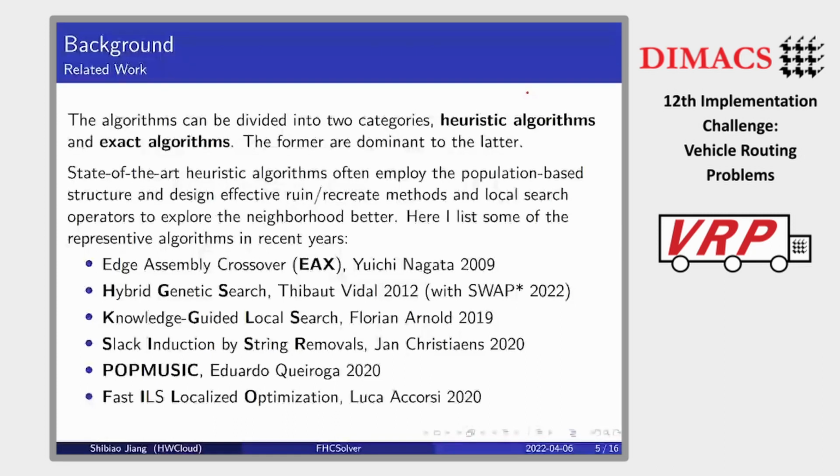First is from Nagata 2009, the Edge Assembly Crossover, EAX. And then the Hybrid Genetic Search from Vidal 2012. And Vidal updated his method in 2022 with a brand new SWAP* technique. And then KGLS, SISR, POPMUSIC, and finally the Fast Iterated Local Optimization (FILO) from Accorsi in 2020. I will pronounce it as Filo.